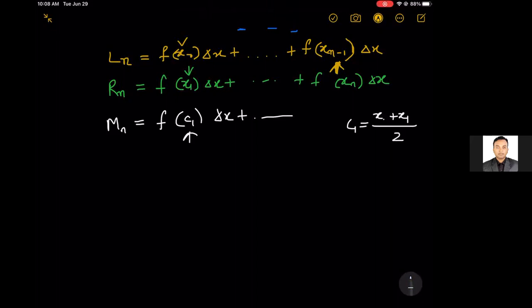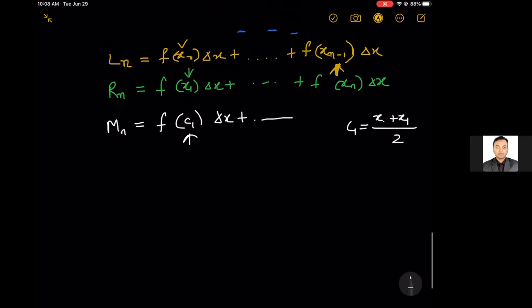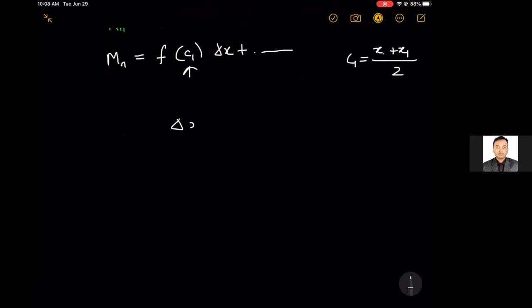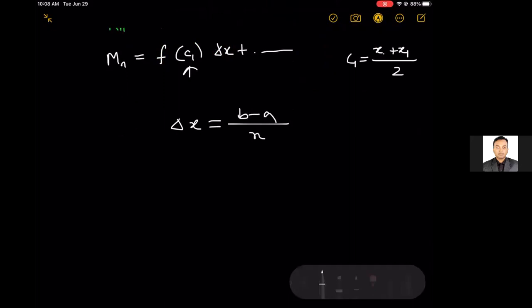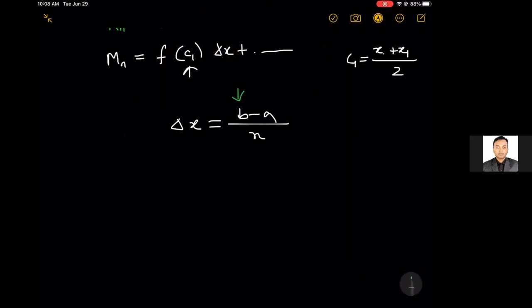Okay? You'll be given a function, you'll be given the interval, and you'll be told either that means you'll be given this b and a, that means the interval, and you'll be given either n, that means the number of subintervals you need, or the length of the subintervals. In most cases, I guess n will be given.